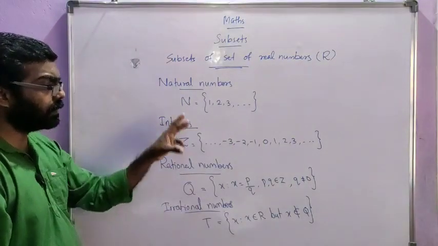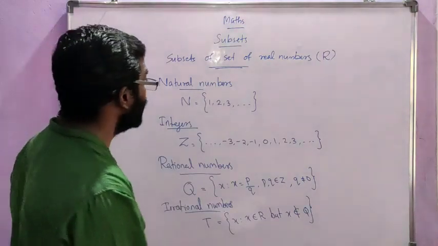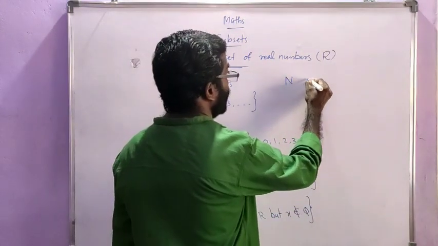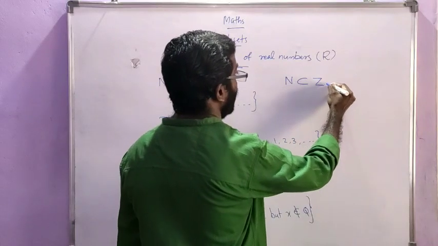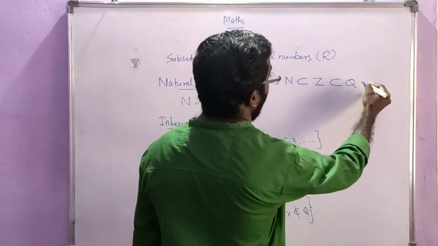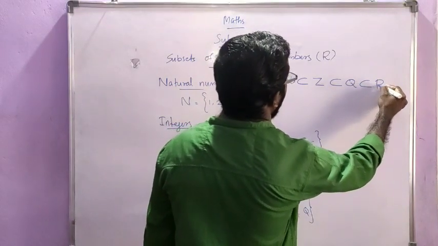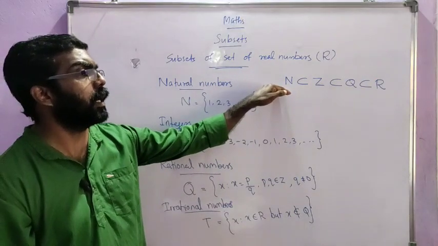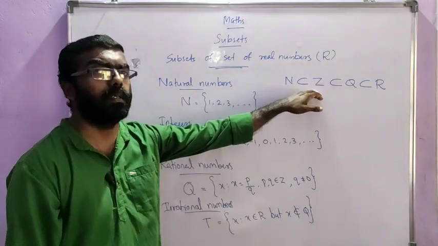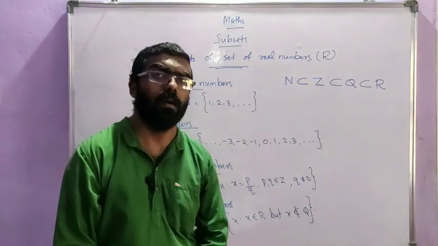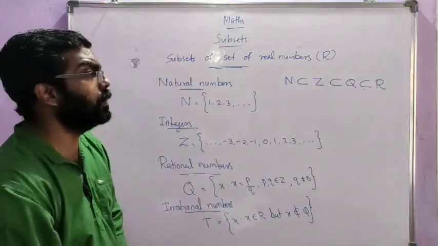Now we can write these sets in subset notation. Here N is the smallest set. So N is a subset of Z, which is a subset of Q, which is a subset of R. Natural numbers are contained in Z, Z is contained in Q, and Q is contained in R, the set of all real numbers.